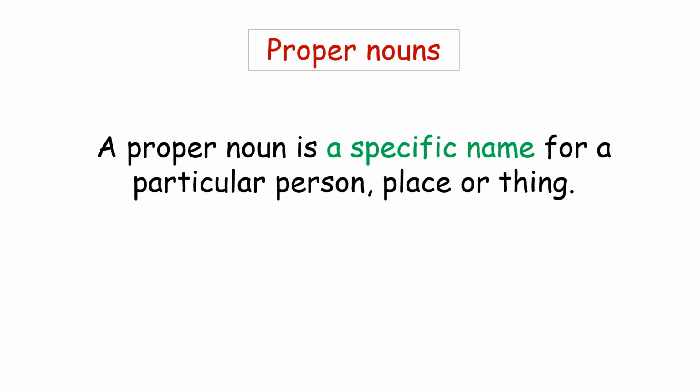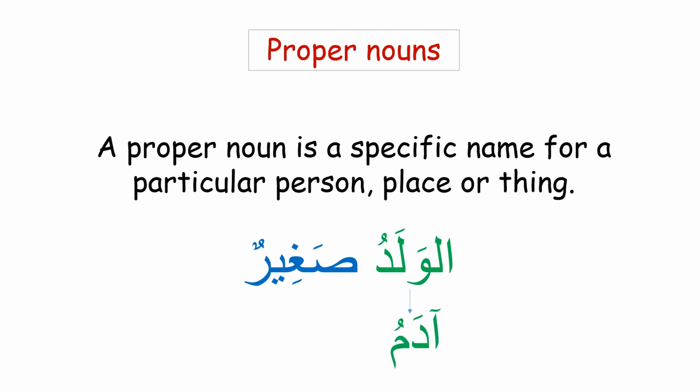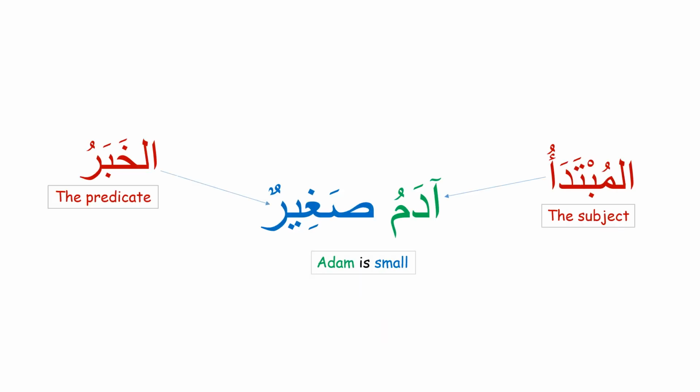Let's pick the person, please, and look back at our first example. الولد صغير. Let's suppose that the boy here is called Adam. Since Adam is a definite noun, it can replace الولد and be the new subject. So the sentence will be آدم صغير. One more time. آدم صغير. Adam represents the subject and صغير is our predicate.